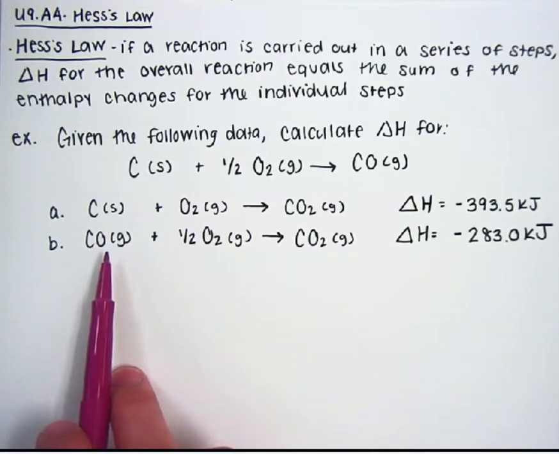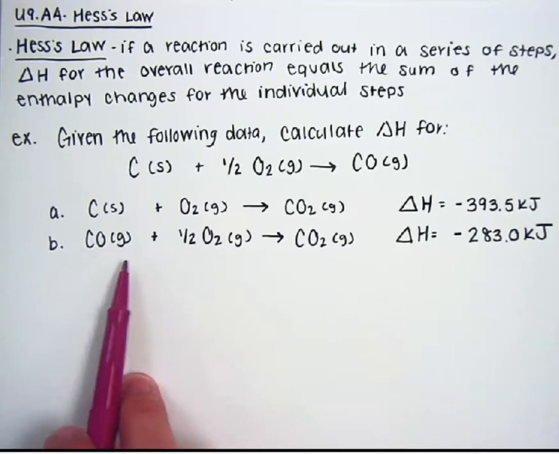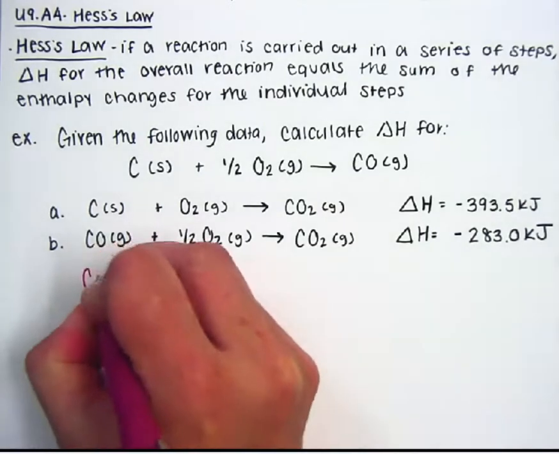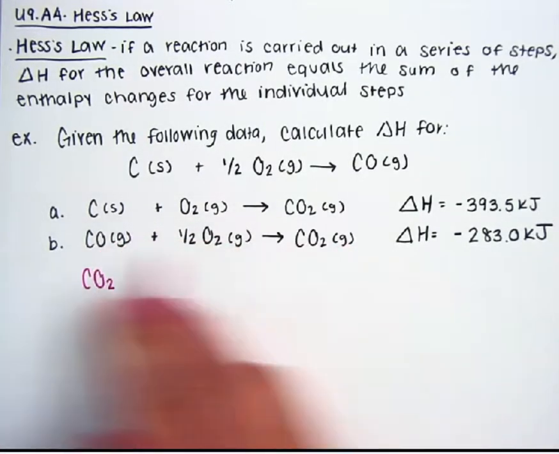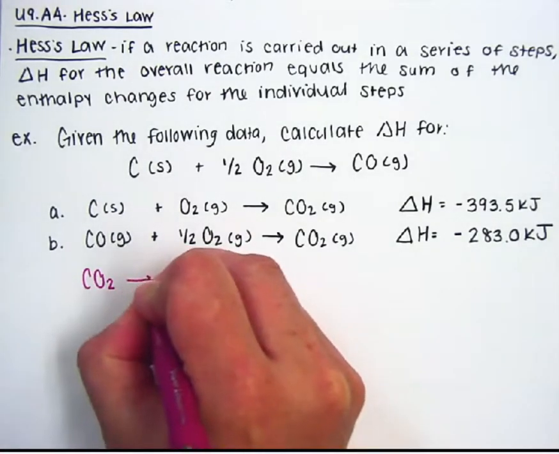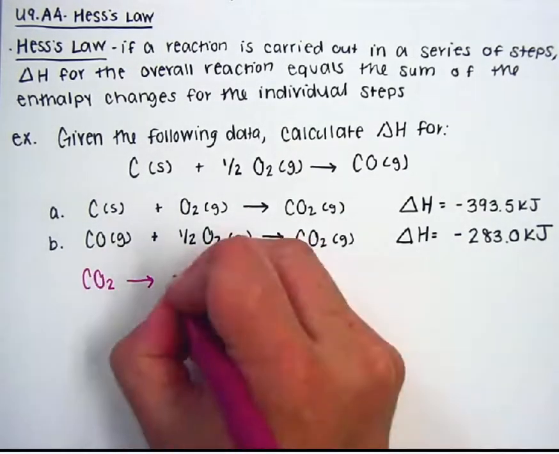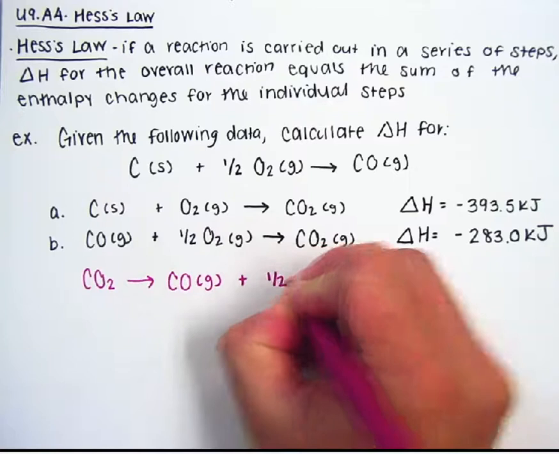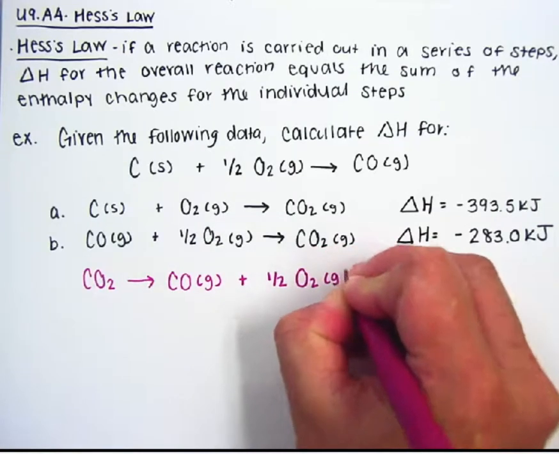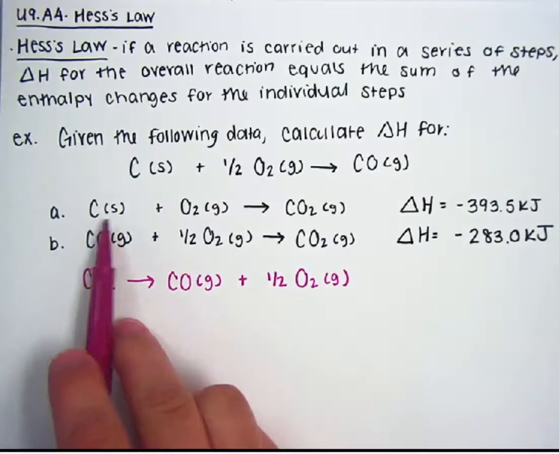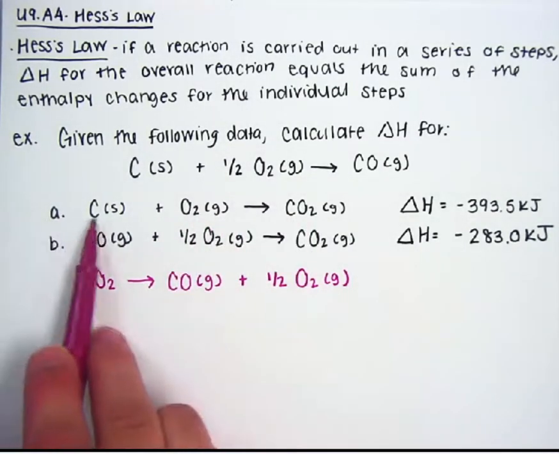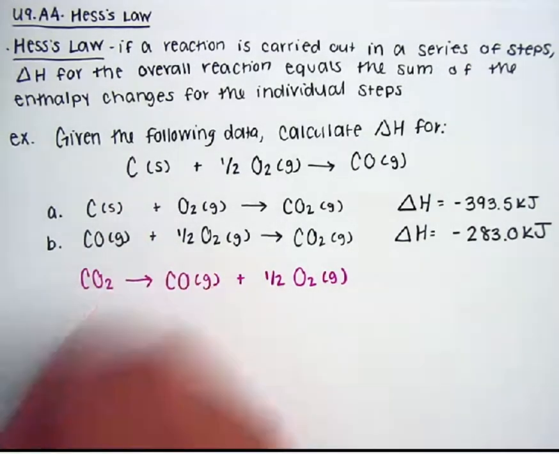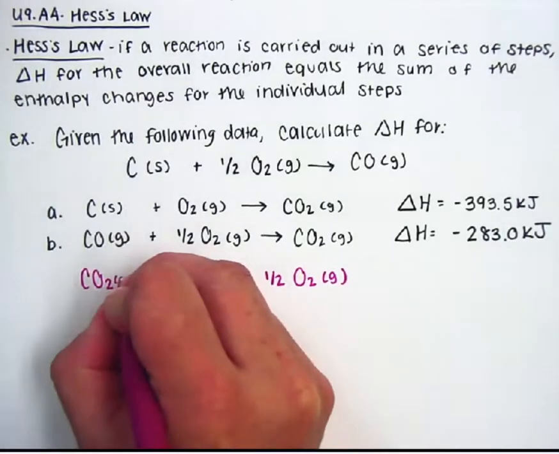So what I need to do is flip this reaction. So I'm just going to reverse it. Anything that is on the right side of the arrow goes to the left side. Anything that was on the left side of the arrow goes to the right side. I'm going to leave this first reaction alone because I see carbon is on the left. I need carbon to be on the left. So I'm just going to rewrite reaction A.